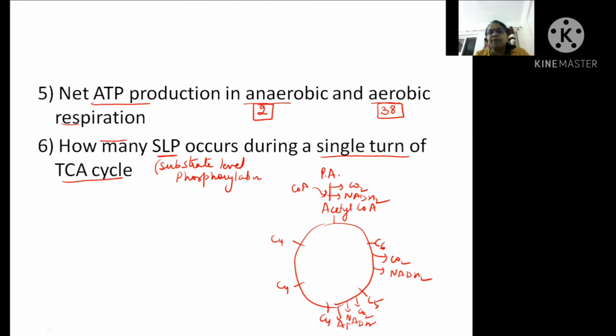Please focus, ATP is also formed. Here only FADH2 is formed and here NADH2. So from the diagram you can get an idea. See carefully, 1 turn of the citric acid cycle is producing only 1 ATP by SLP. Clear, beta? I'm highlighting it. 1 ATP by SLP. So your answer will be only 1 ATP by SLP.